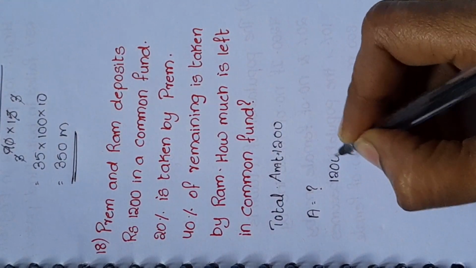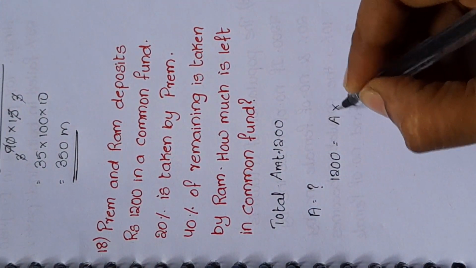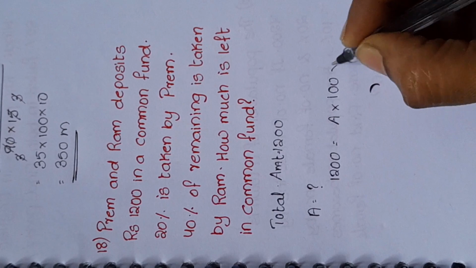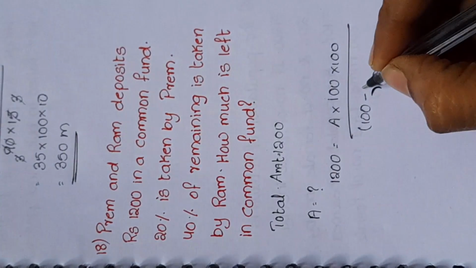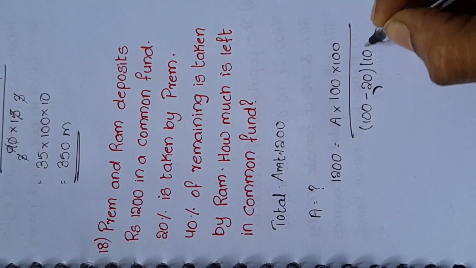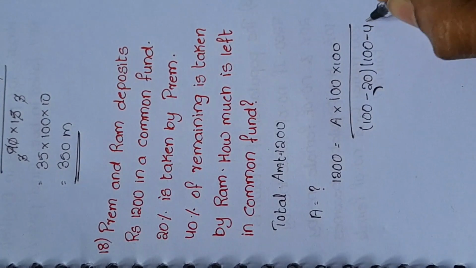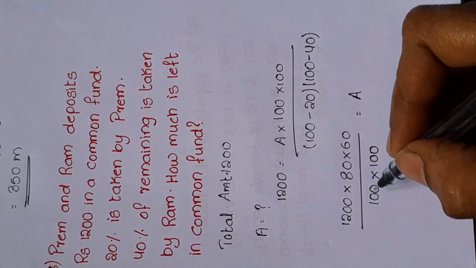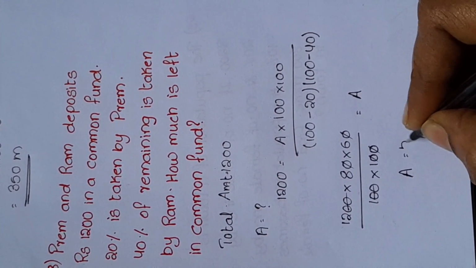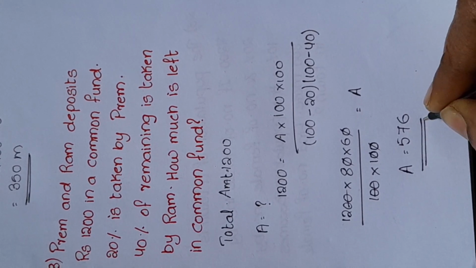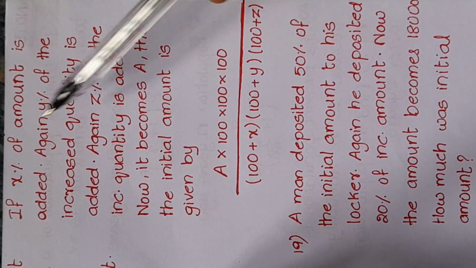Now 1200 is equal to A into 100 into 100 by 100 minus 20% is taken, and again 100 minus 40% of the remaining is taken. Now let us cancel this. Cancelling the zeros, we get the value as 576 rupees is the leftover amount. Now let us discuss another model.